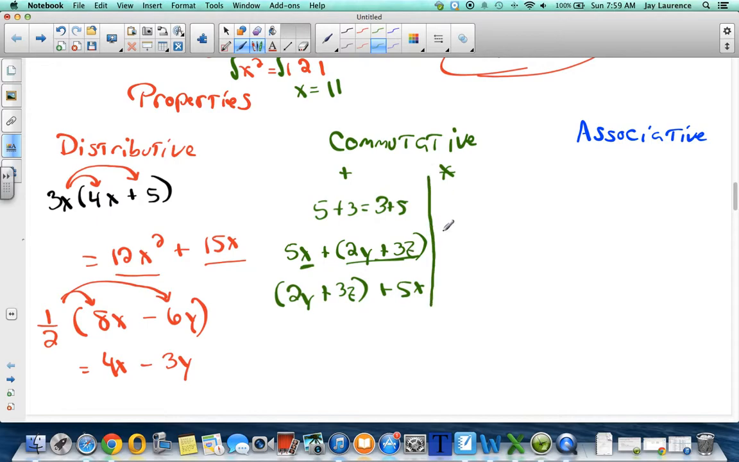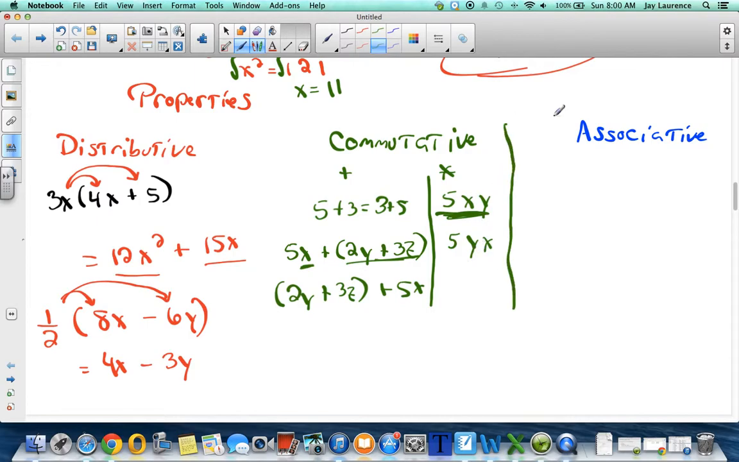Multiplication would look like this. 5 times x times y, which is the same as 5 times y times x. That's the commutative property of multiplication. We tend to write it this way, so it's in alphabetical order, but mathematically they mean the same thing.